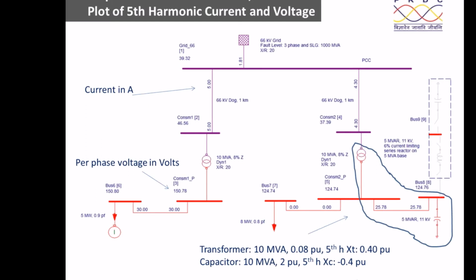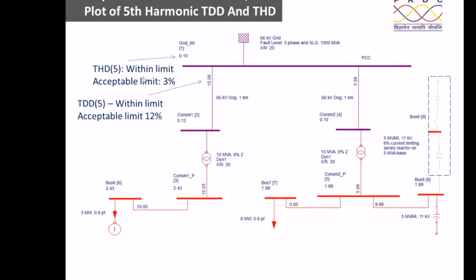Therefore, the basic fundamental of the harmonic analysis study is to find out, is there any series resonance in the system? Is there any parallel resonance in the system? Now let us see what happens corresponding to the fifth harmonic limit. This is the plot of the total demand distortion and also the total voltage distortion. The acceptable limit is 3%. Okay, the acceptable limit is 12%, what we have seen there.